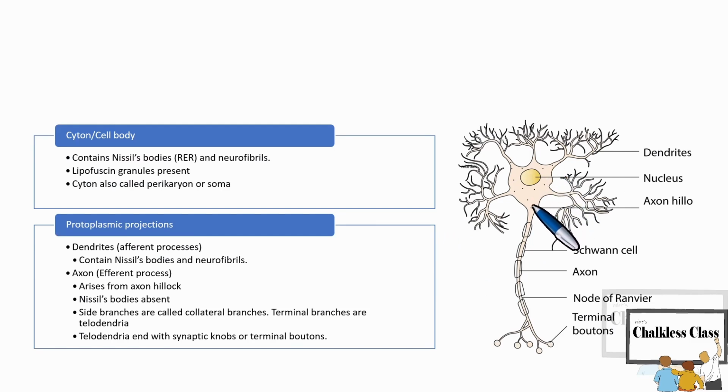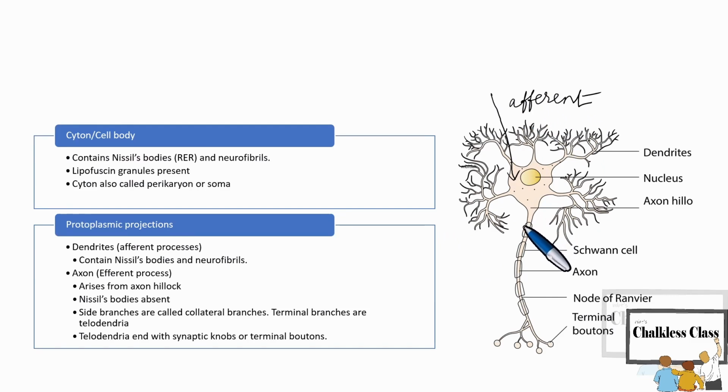From this, protoplasmic projections arise. Some are short, branched, and numerous. These are called dendrites. These dendrites also have Nissl's granules and neurofibrils. These dendrites bring the impulse from outside to the cell body. So, dendrites are afferent fibers.